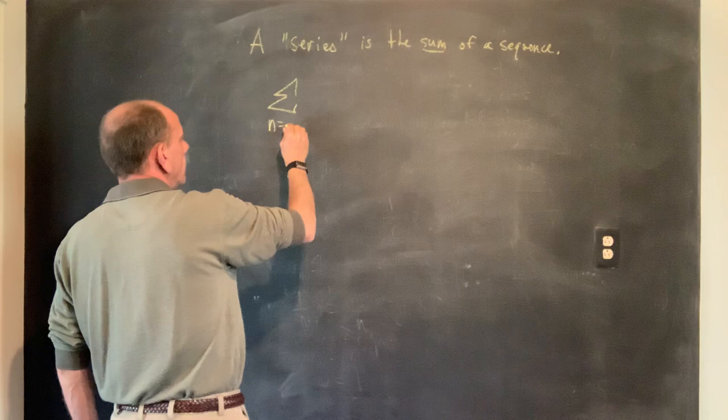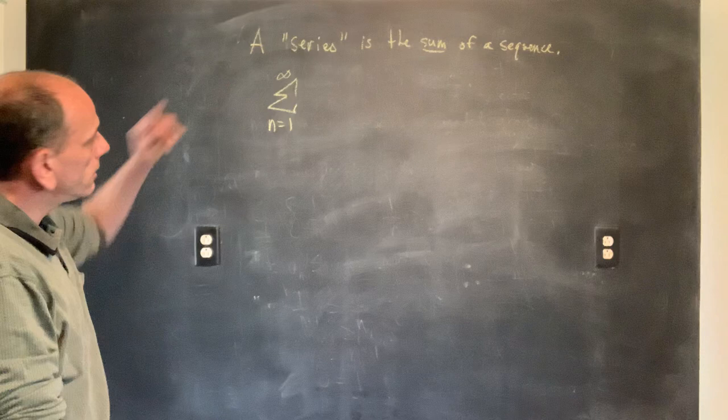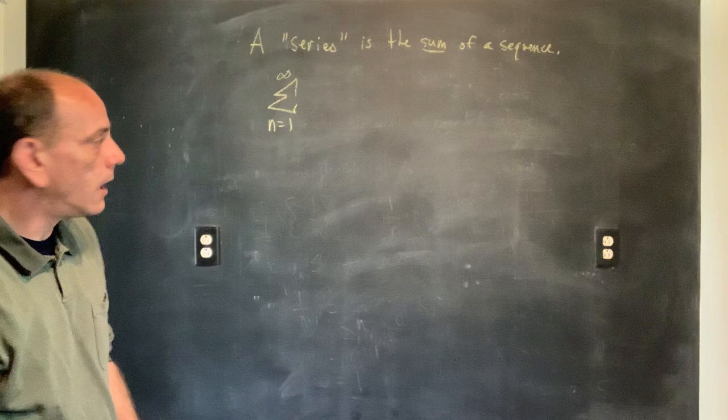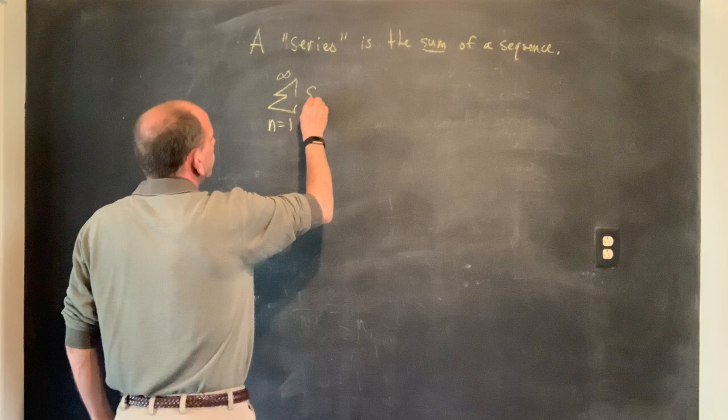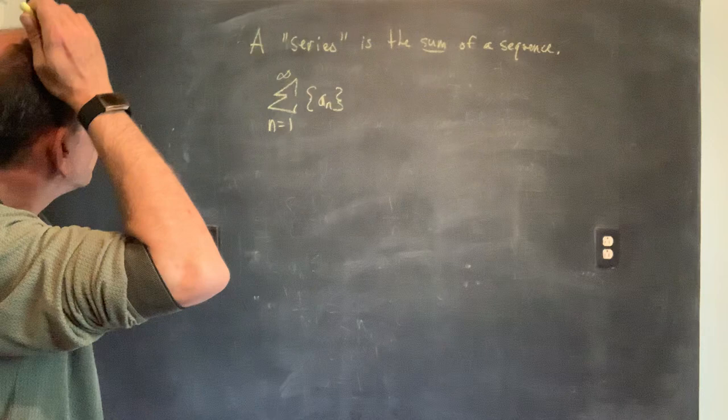Now, for us, we're going to be primarily concerned with infinite series, so there's an upper bound there. We may change those things around depending on what we're looking at. We might have a finite sum, but in general, we're looking at infinite sums. And then we have some sequence, a sub n. Okay, so this is a series. We call this a series a sub n.